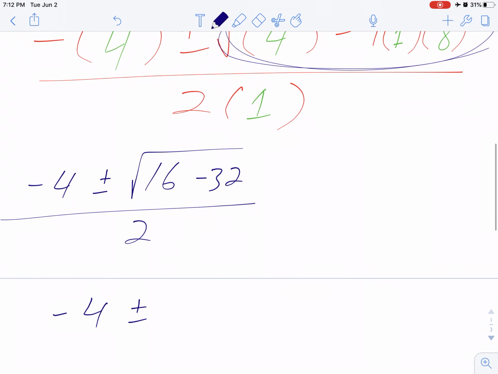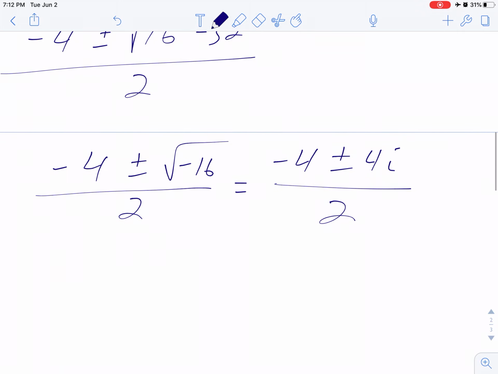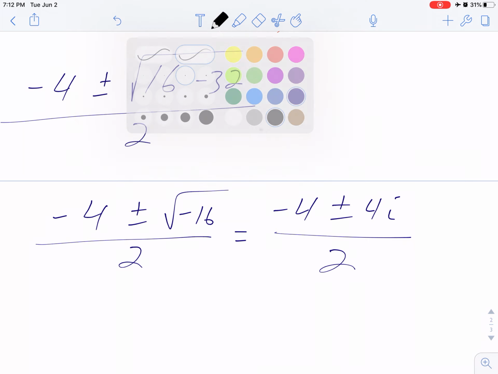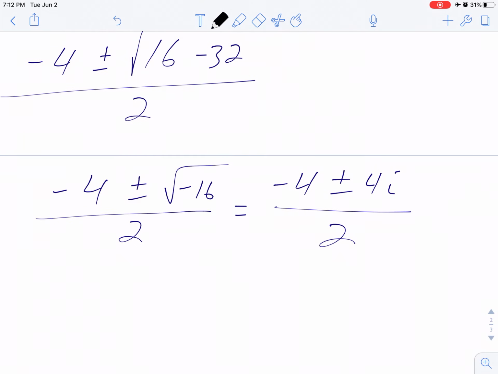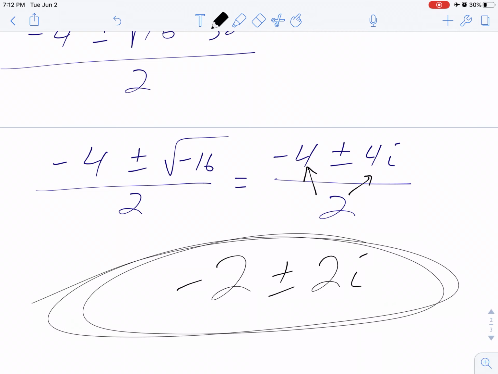16 minus 32 is negative 16, okay? The square root of negative 16 is 4i. All right, and again, we've done all this reducing and we're still not done. This is not an acceptably reduced answer. So the way to think about this one is to divide each of those by 2. This is the answer. This is the final reduced solution.